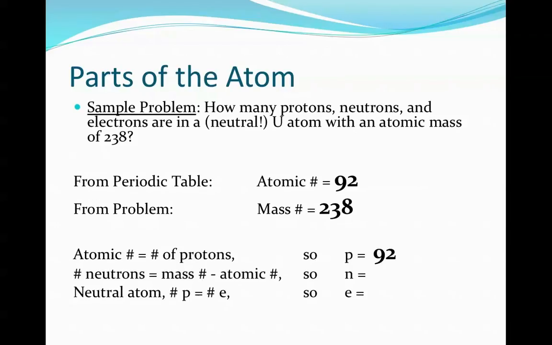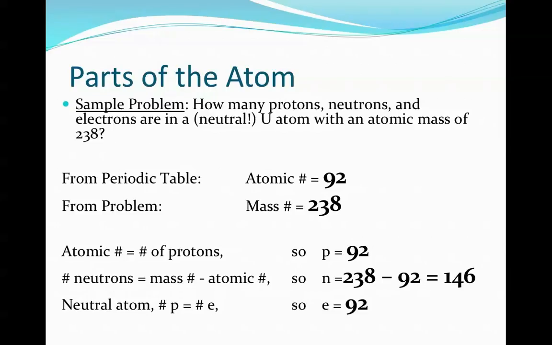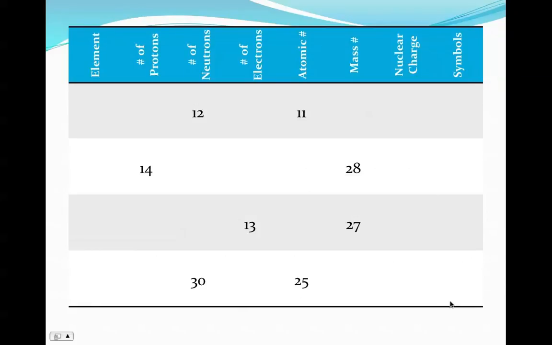Well, since our atomic number equals our number of protons, we have 92 protons. Our number of neutrons, remember, is our mass number minus our atomic number, so we have 146 neutrons. And then in our neutral atom, our protons must be equal to our electrons, so the electrons are also equal to 92. Finally, you should also be able to think about the nuclear charge. Since our nuclear charge is equal to the number of positively charged protons, we have a nuclear charge of positive 92.